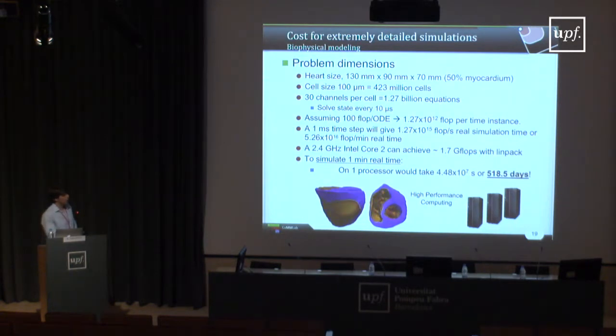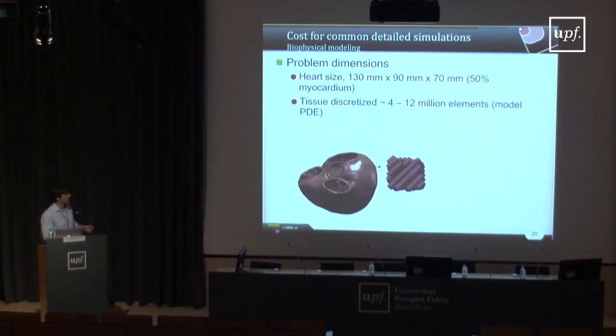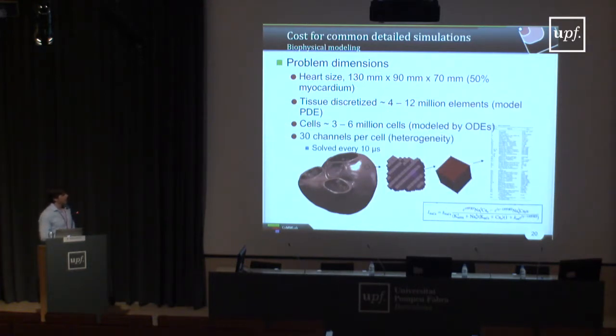Even if we rely on high performance computing, this level of detail is far from what we can tackle here. So what we usually do is a discretization which is much coarser. We end up with 4 to 12 million elements per model, which is 3 to 6 million cells probably, solved every 10 microseconds. We have a model of about 30 ordinary differential equations, and to solve one of these models we need around 4 hours using 64 cores, which is much closer to clinics but still complex to translate.